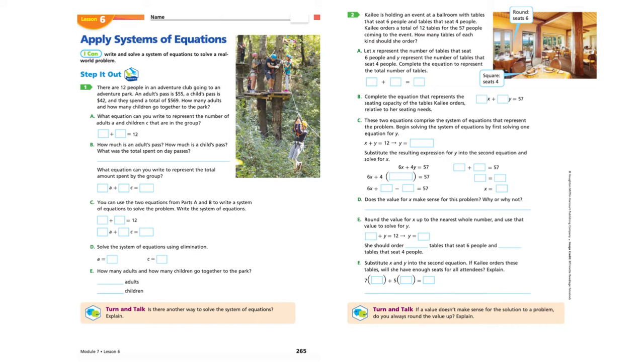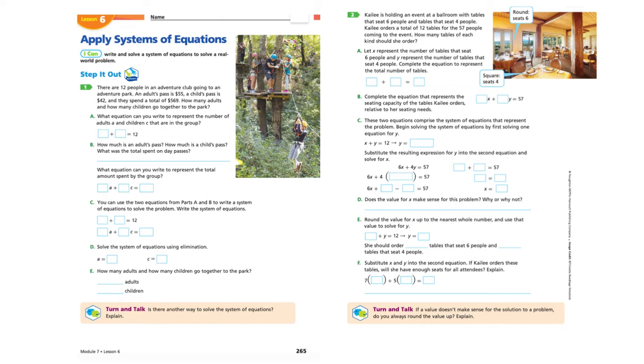problem. So now all that you've been learning about systems, you're going to try to write your own, or they're going to help you step by step write your own system and then solve it. So let's look at number 1. They just go right to the step it out. There's no spark your learning or build understanding because by this point you have a lot of information.